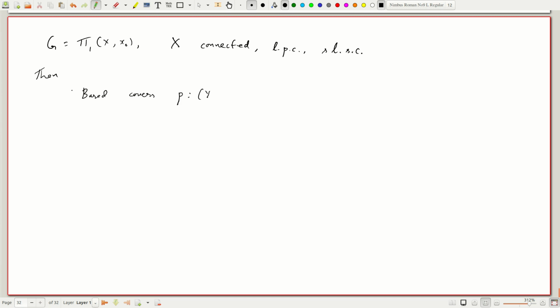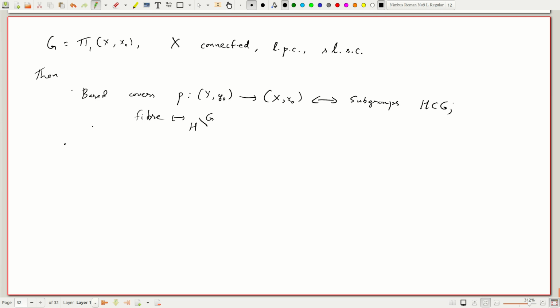p from (Y, y0) to (X, x0) correspond to the subgroup H contained in G, and furthermore we know that the fiber corresponds to the right coset space. In particular, the cardinality of the fiber is going to be the cardinality of this. This is particularly important if H is of finite index, for example, or if it's infinite index, you have an infinite cover, and so on.